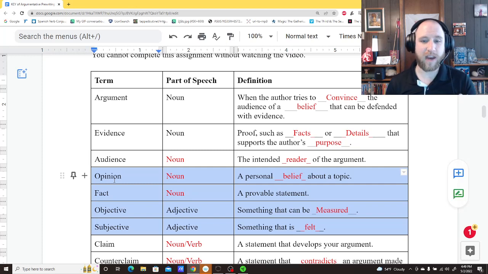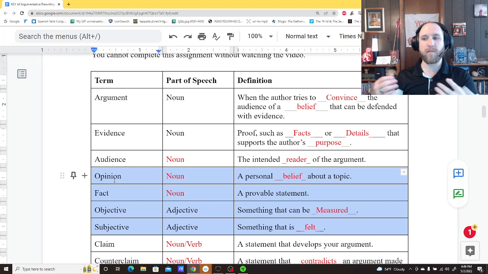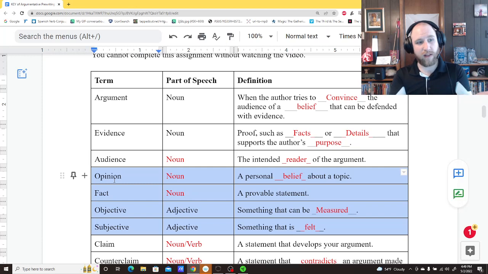A fact, however, is a provable statement. If I just say cheese pizza is good or cheese pizza is delicious, you can't actually prove that, right? Some people may be lactose intolerant. They're never going to think a cheese pizza is good because it's going to make them sick, right? A fact would be this cheese pizza is made with a flour crust. This cheese pizza has a thin layer of sauce. You could measure it. You could say, compared to other pizzas, does this have more or less sauce? If it has less, yeah, it's got a thin layer of sauce.